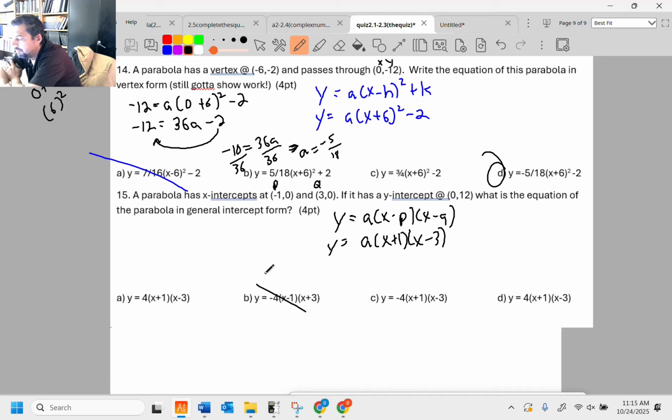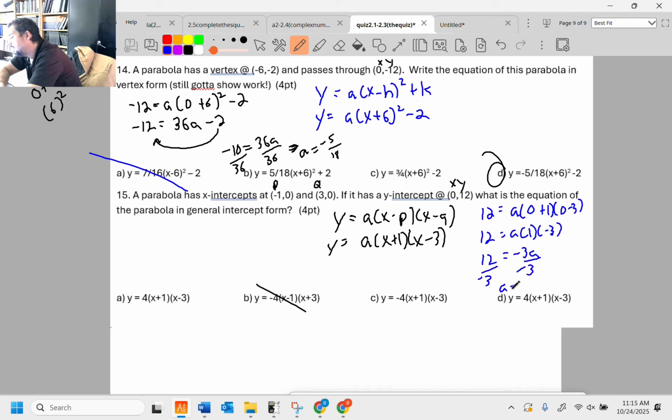Not going to happen. Don't pick B. Part of B was right, not that part. Don't pick B. And just like the one above, I have an x and I have a y that I can plug in, and I can use that to figure out the A value. So everywhere I see a y, I put a 12, and everywhere I see an x, I put a 0. Now, 0 plus 1 is 1. 0 minus 3 is negative 3. 1 times negative 3 is negative 3. So 12 is equal to negative 3 times A. We counteract multiplication through division, and we get that A is negative 4. That makes us choice C, because that negative 4 would be going right there.